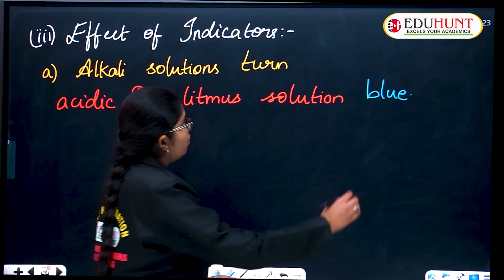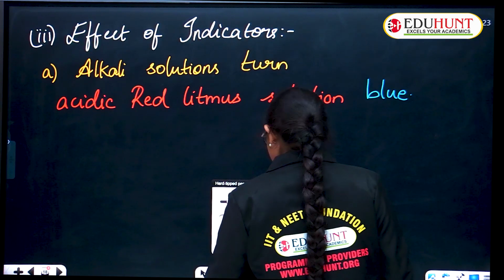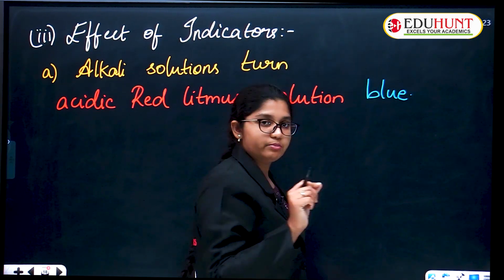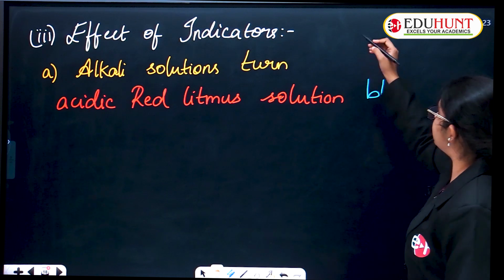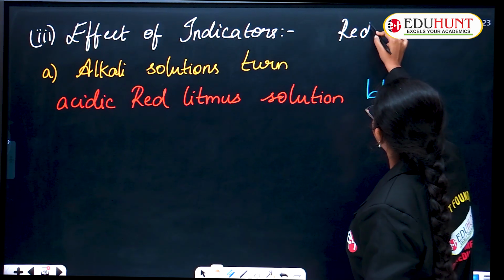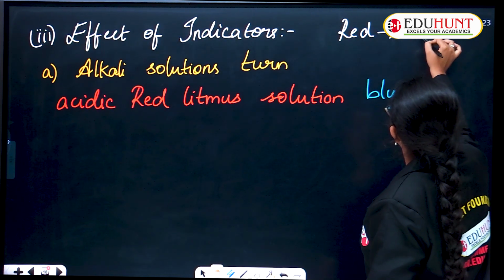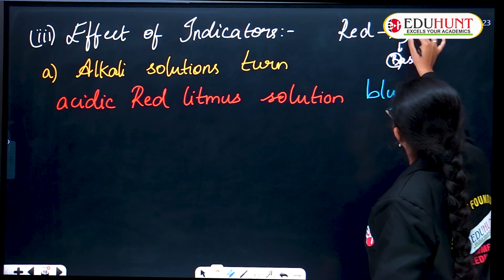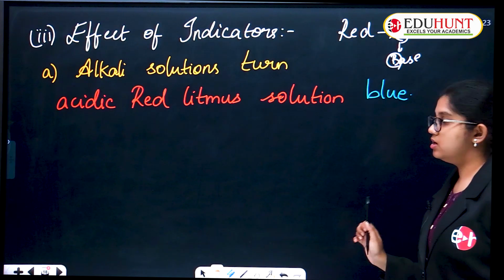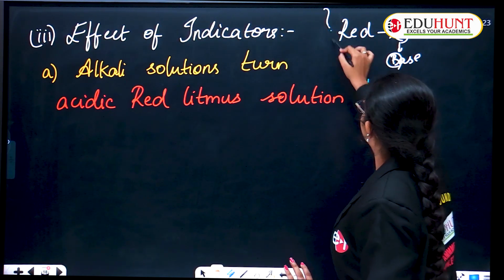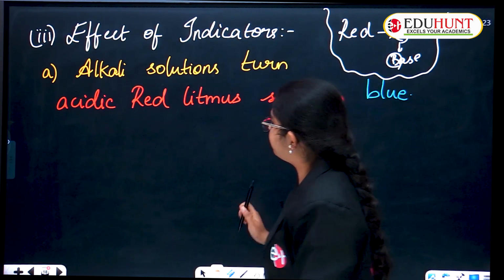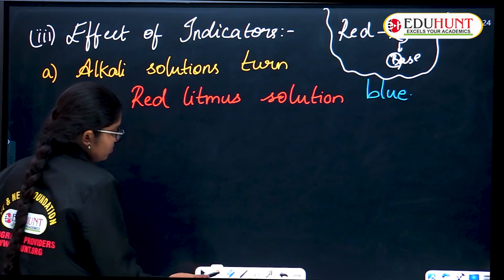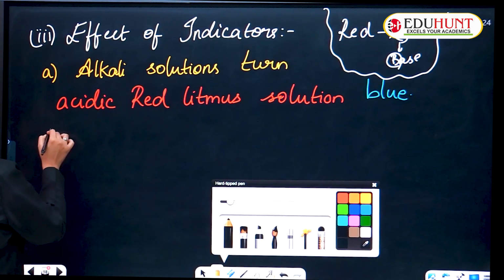Whatever you see when a litmus test happens, if it is changing from red to blue, that is nothing but a base. B for blue, B for base. BB matching. Like that you can remember. This is an extra point for you. Now, next one is B.